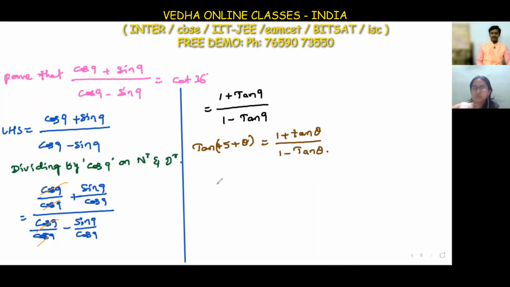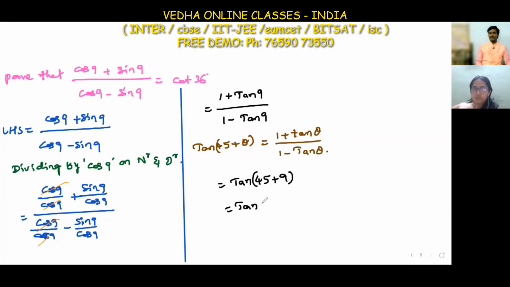Now if you apply the formula tan of 45 plus theta, what is theta? Theta is 9 degrees. So tan of 45 plus 9 degrees is tan 54. Is it the required solution? No, we want the answer in terms of cot.